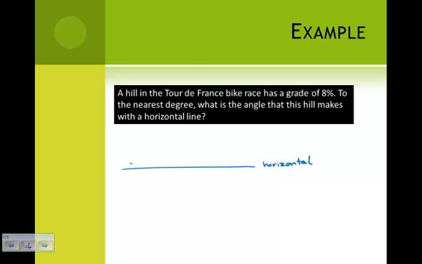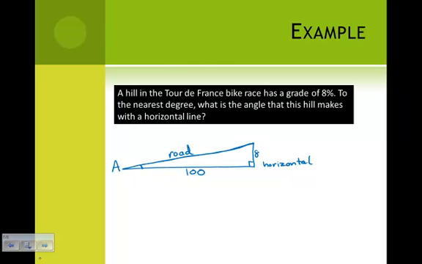And what does it mean to have an 8% grade? Well, it tells you something about the rise over the run. It says for every 8 units it rises, it runs 100. So 8 over 100 is equal to 8%, or 0.08. So the angle we're looking at is right here. What angle, this one right here, is the road surface, so here's our road surface, making with the horizon.